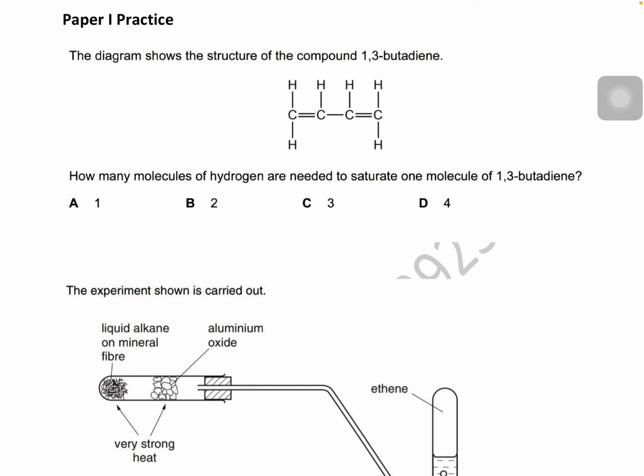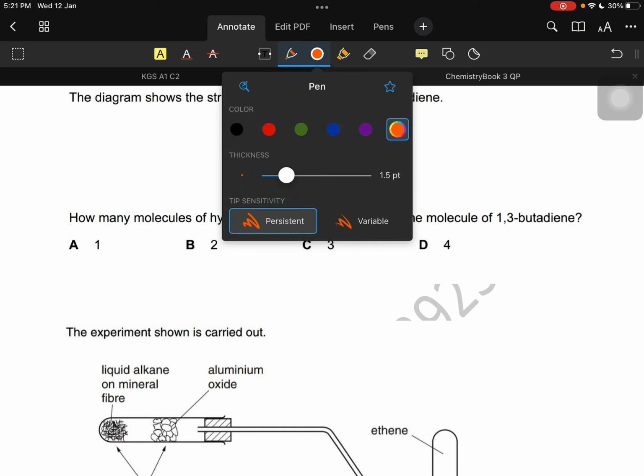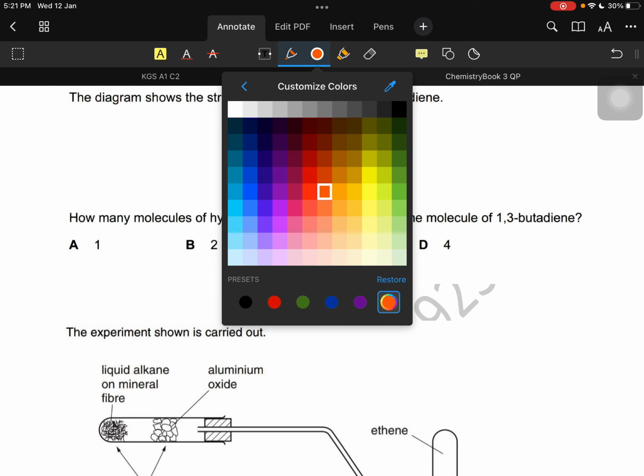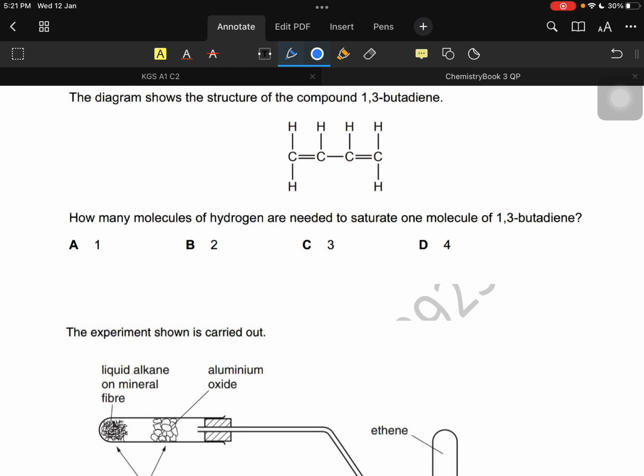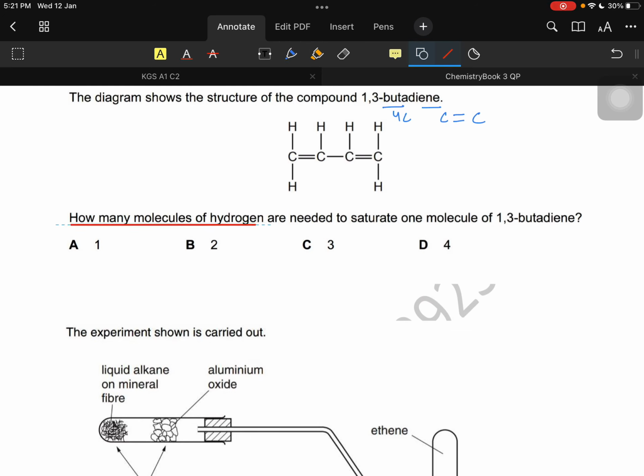It says, the diagram shows the structure of the compound 1,3-butadiene. So I know buta means 4 carbon and diene is something new for us, but it indicates the idea of a double bond. Buta means 4 carbon, ene means carbon-carbon double bond. It says, how many molecules of hydrogen are needed to saturate one molecule of 1,3-butadiene? So how many molecules of hydrogen do we need?